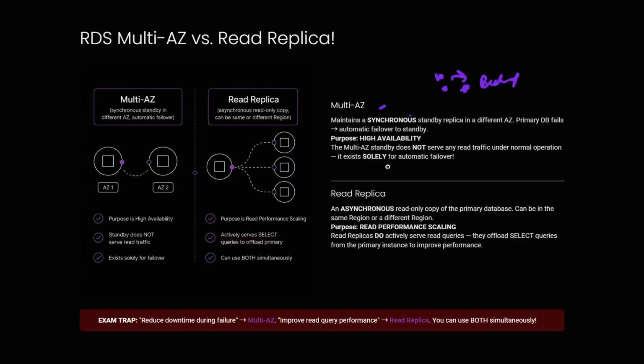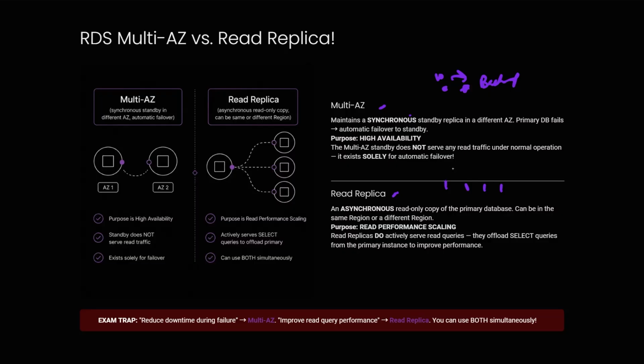Now read replicas. Imagine your database is a famous author and millions of people are asking them to read their old books. The author gets overwhelmed and so you create asynchronous clones of the author. Asynchronous means there might be a split-second delay in copying the data. But now, those clones can handle all the readers. Your main database is freed up to just write new data.